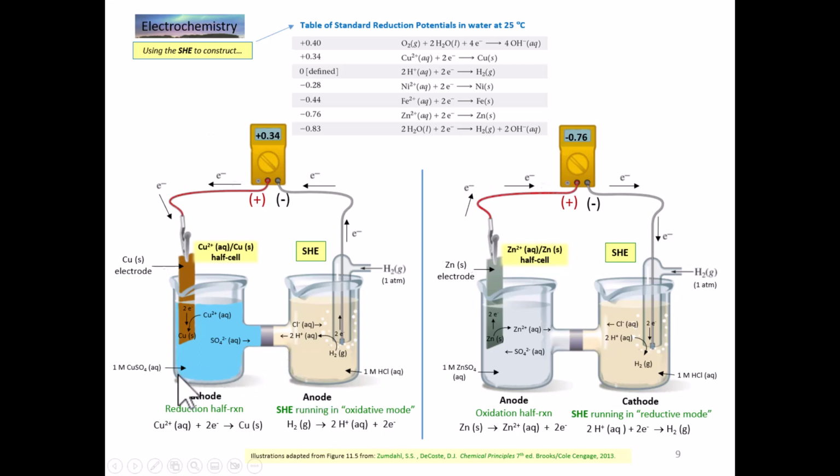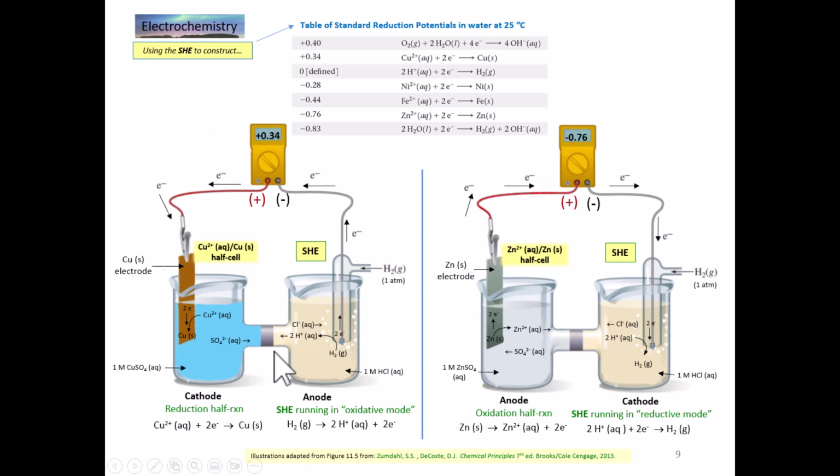Here we're showing what real solutions we might use. So in other words, instead of just writing 1 molar hydrogen ion for the standard hydrogen electrode, we admit that we could use 1 molar hydrochloric acid. For the cathode, we're using 1 molar copper sulfate, which should look familiar.